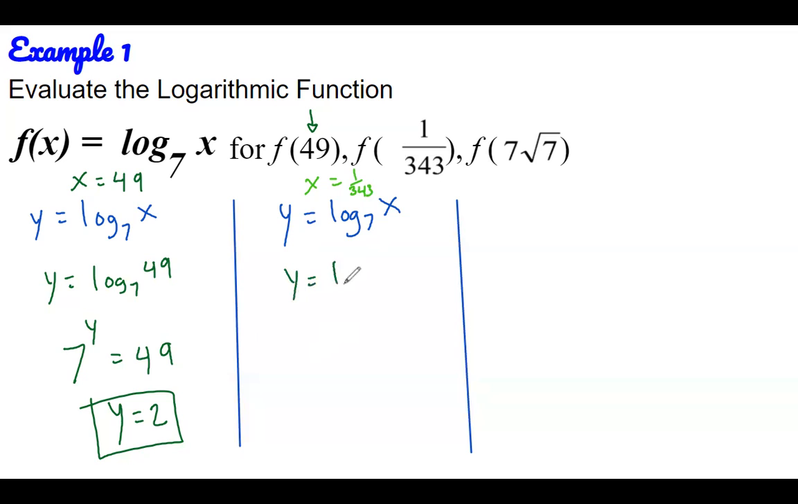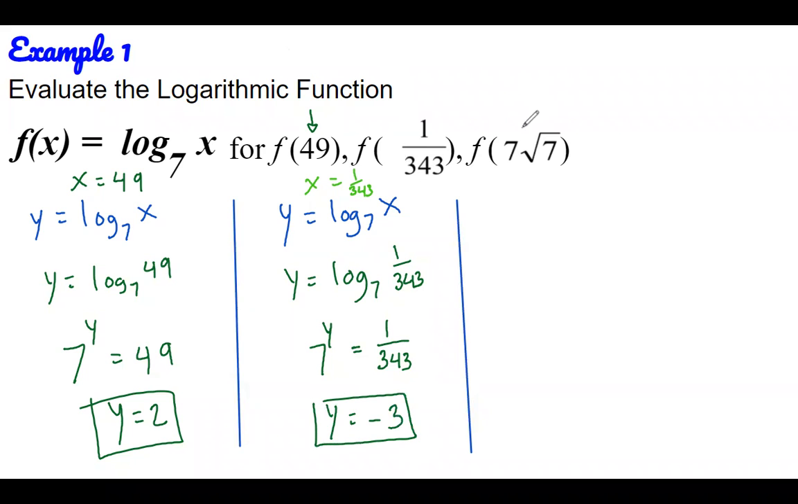y equals log base 7 of 1 over 343. How do I rewrite into exponential form? 7 to the power of y equals 1 over 343. It's sad here because we made it into a fraction. So therefore, y has to equal -3.